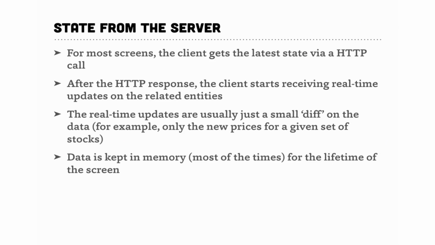So how the application works in general to get the state from the server. For most things, we just get the latest state via an HTTP call. After the HTTP response, we start receiving real-time updates. And the real-time updates are just a small diff on the data that you already got. So for example, if you go to the stocks list page, we call it the products page, we first do an HTTP call, and we get this data, parse it, and put that in memory. And then from that moment on, we start receiving updates on that data, just small diffs, for example, for the prices. And the data is kept in memory for the lifetime of the screen.